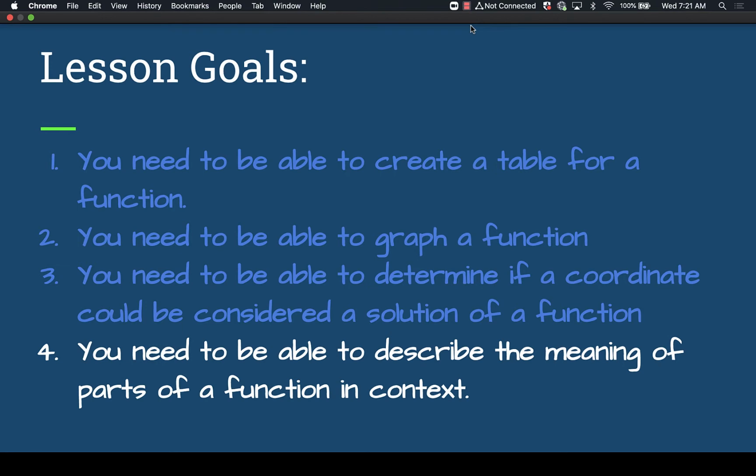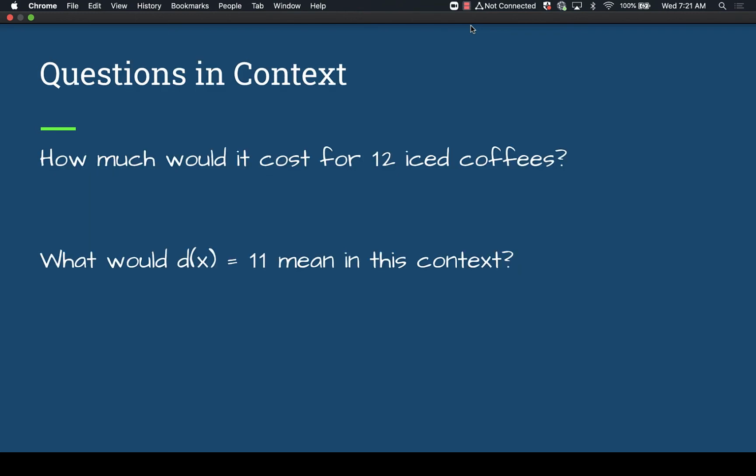The last part of this is being able to describe our meaning in context. This will continue to be a goal of ours throughout the next few lessons, as it's important for us to understand what is actually happening in these functions. So we have a couple questions in context here. How much would it cost for 12 iced coffees? And what would d of x equals 11 mean in this context?